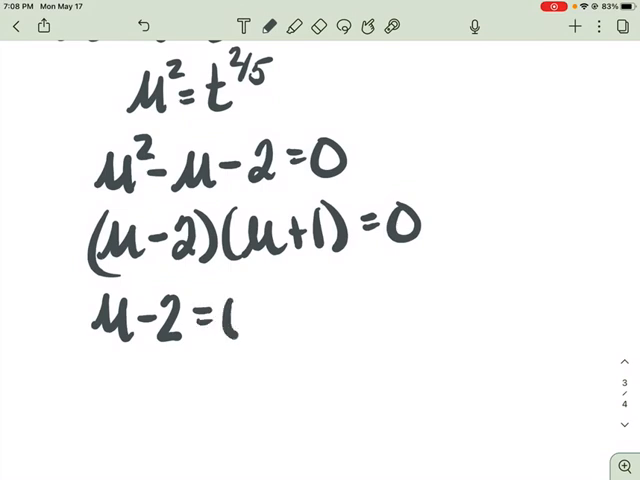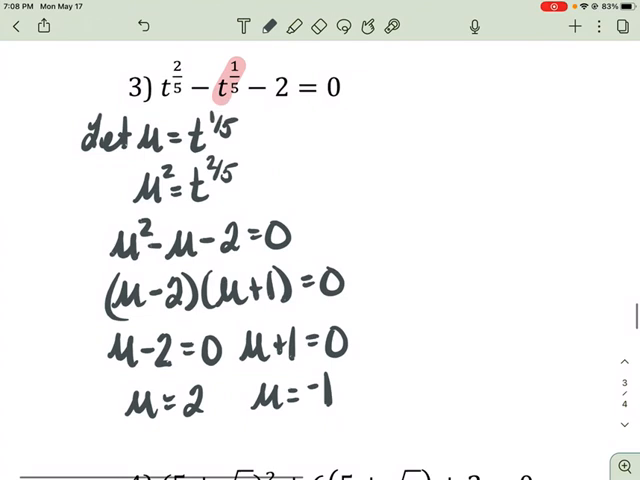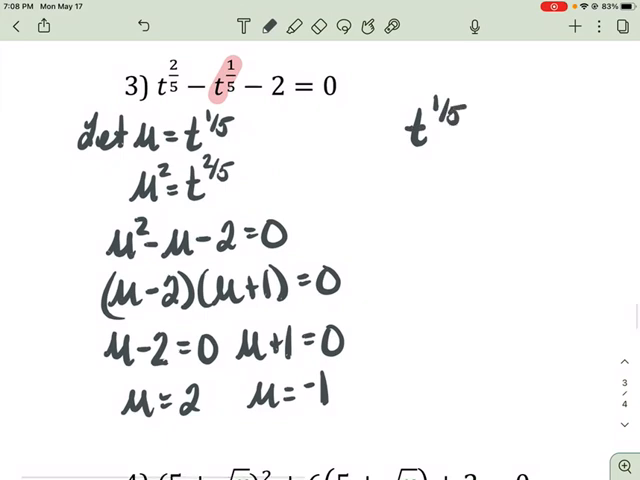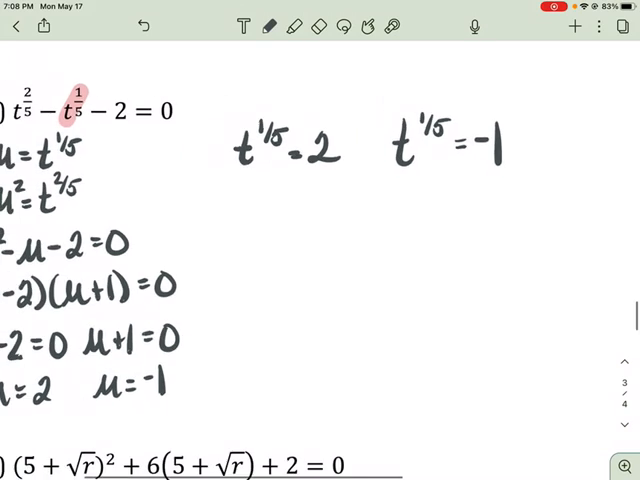Okay, set them equal to 0. Okay, so u is 2. U is negative 1. Okay. All right. So now, again, we're going to go back and go, all right, let's put this in. So t to the 1/5 is equal to 2. And t to the 1/5 is equal to negative 1.